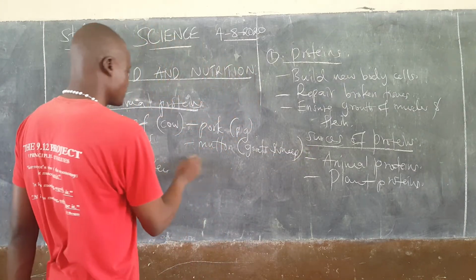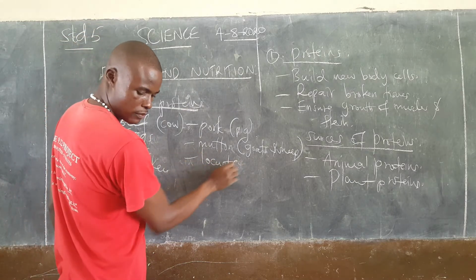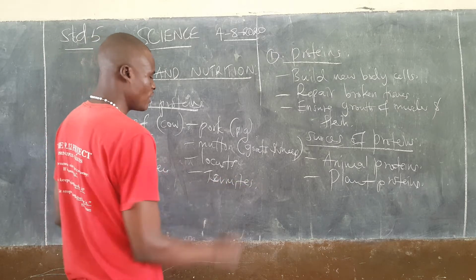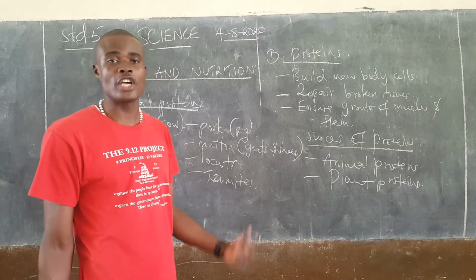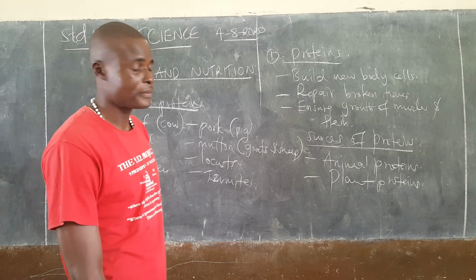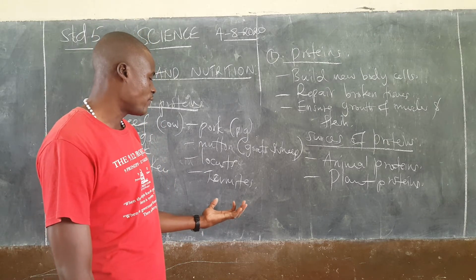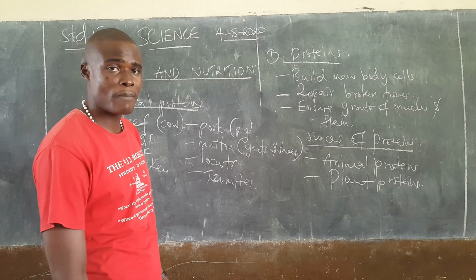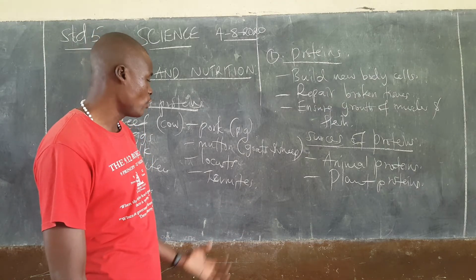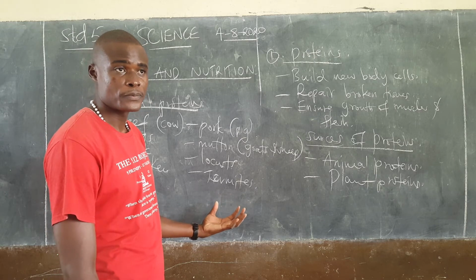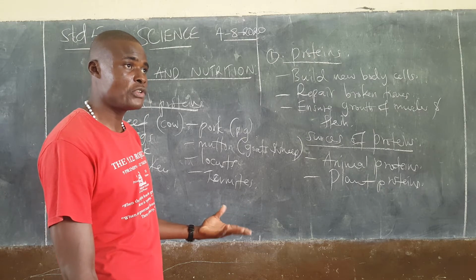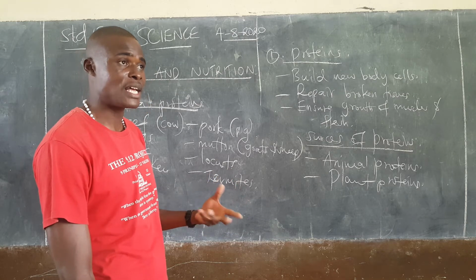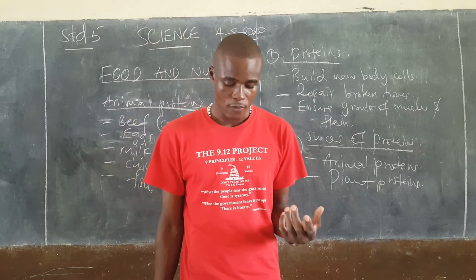Then we have locusts, and then we have termites. When we talk of termites, I don't mean the termites that normally destroy our crops and our timber. These are termites found during rainy seasons back in the countryside. They come out of the soil and people eat them. These locusts are also specific locusts that are meant for food, that people normally get back at home.